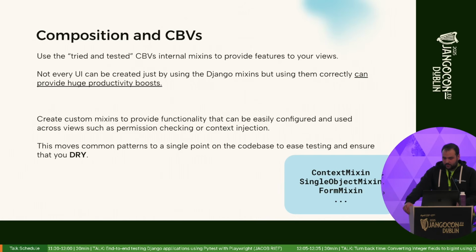And if used correctly, by knowing how they work, it can give you huge productivity boosts by removing boilerplate. Building custom mixins from the ground up can be also useful for permission checking that you can spread between all your views, context injection, and other types of common actions. So use a lot of composition on class-based views.